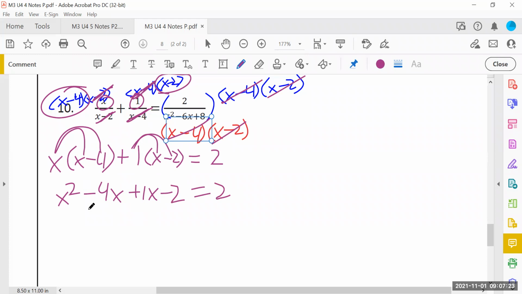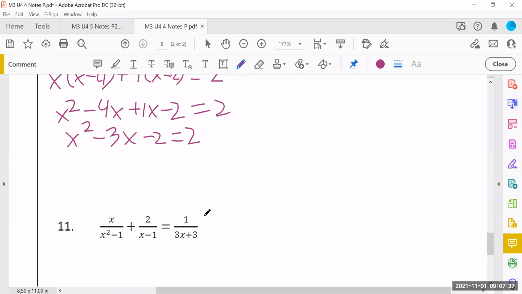I can combine like terms. Negative 4x plus 1x is negative 3x. X squared is still there. I have x's and x squareds, so I want to get them all on the same side. I'm going to subtract this 2. X squared minus 3x minus 4 equals 0. Are we okay so far?